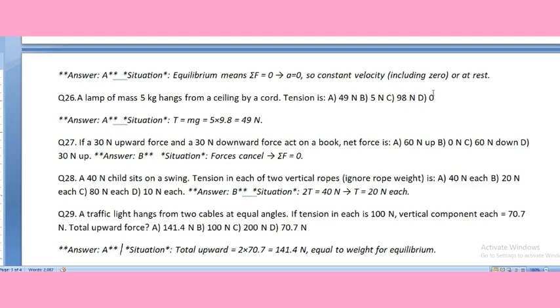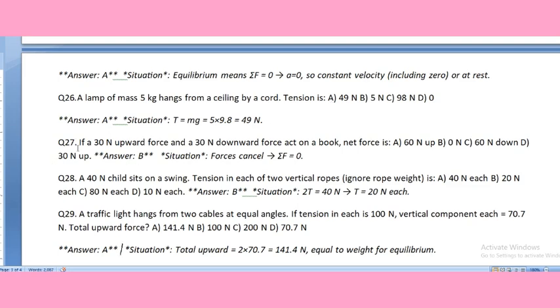The tension is choice A 49 Newton, B 5 Newton, choice C 98 Newton, choice D 0 Newton. From the given, we are asked about the lamp of mass 5 kilogram. So the tension in the cord is directly related to what? The weight of this object, which means 5 kilogram times 9.8. The product of this is 49 Newton. So directly the correct answer is what?